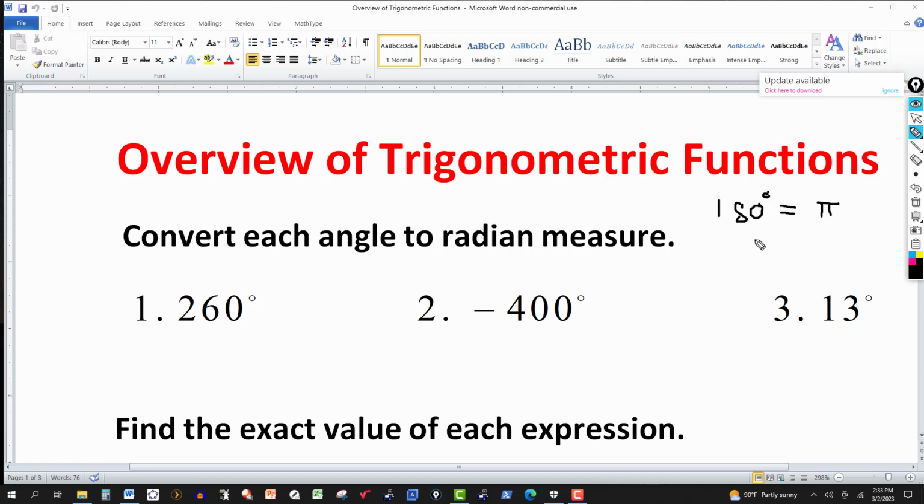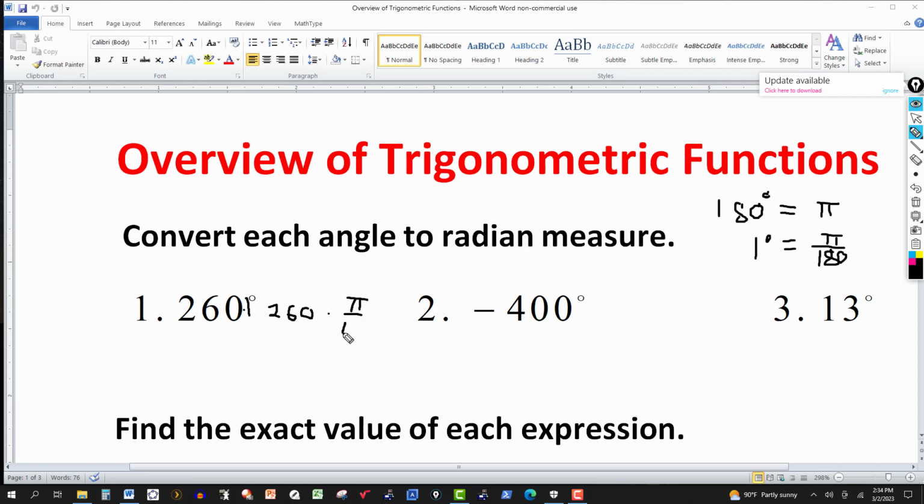Then if I divide through by 180, in other words, look at 180 degrees as 180 times 1 degree, divide by 180, I get pi over 180 on this side. 1 degree is equal to pi over 180. So we can convert from degrees to radians just by multiplying by pi over 180. So we look at this one here. You can look at this as 260 times 1 degree, but 1 degree is pi over 180.